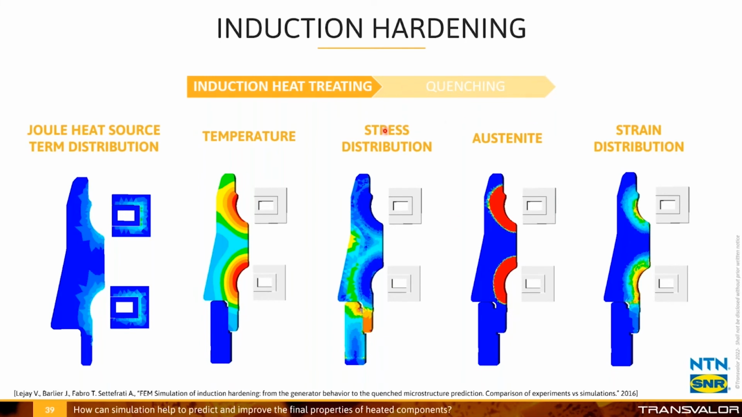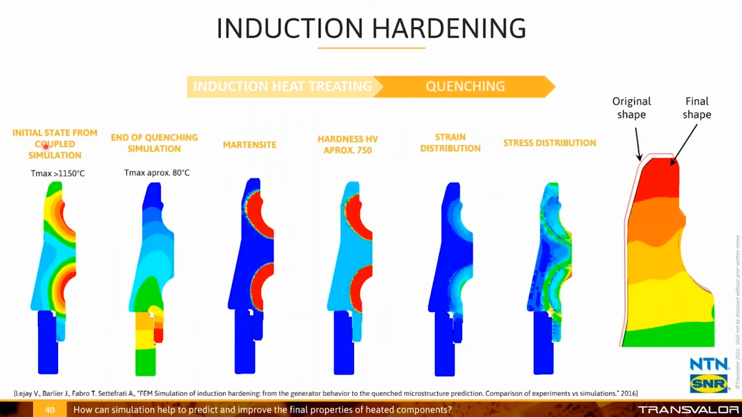Now we will analyze the quenching. This is the result obtained after heating. The temperature is higher than 1150 degrees Celsius. After quenching, we have a maximum temperature of 80 degrees. This is the temperature obtained after quenching.